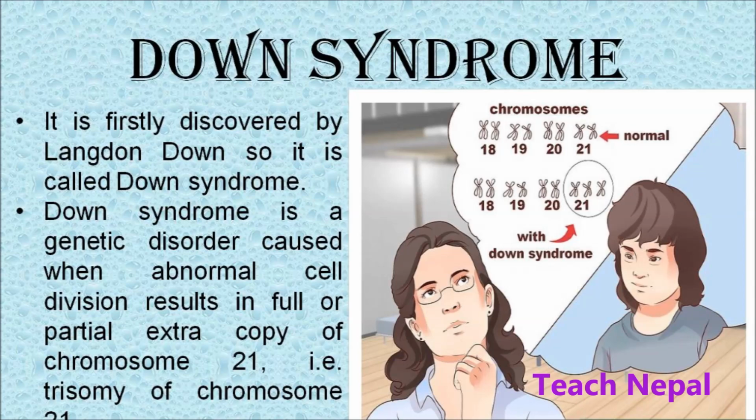Now Down syndrome. Down syndrome was first discovered by Langdon Down, so it is called Down syndrome, in which there is one partial or full extra copy of a chromosome in the 21st pair, so it is also known as trisomy of the 21st pair. You can check that in the picture. There are 3 chromosomes in the 21st pair instead of 2.